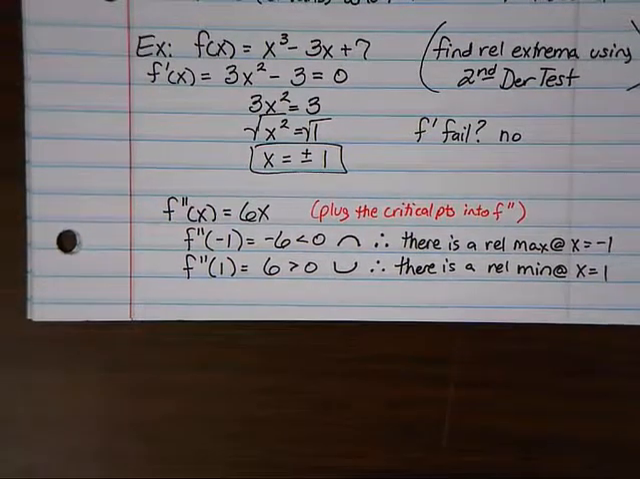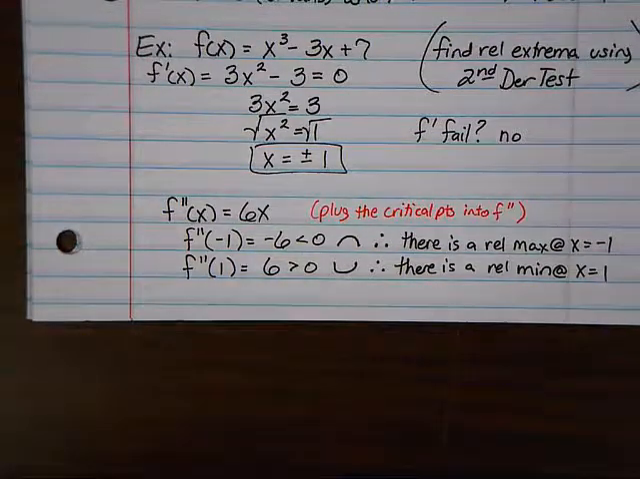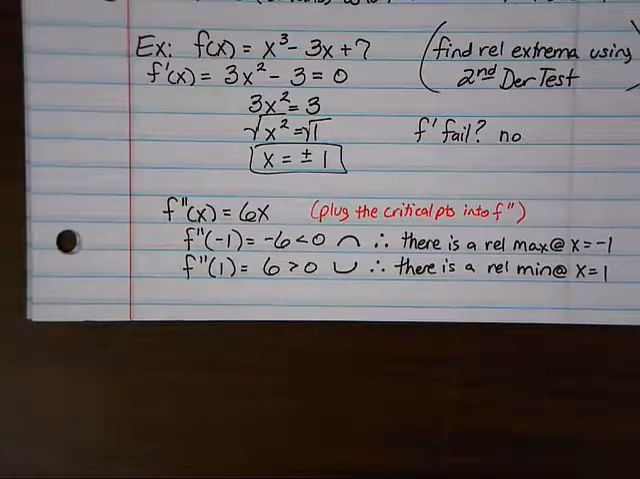Yes, sir? Can you write it like that, or does it have to be written out as points instead of x values? It depends on what the question asks for. If the question says find the points of the relative extrema, then you would have to write it out as a point. Otherwise, you can just write the x values. Yes, sir? If you did have to find the point, where would you plug the x values? Very good question. Always go to the original to find points. Always. Okay? Any questions?